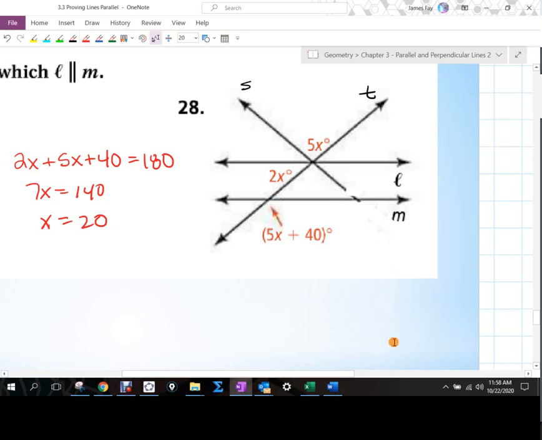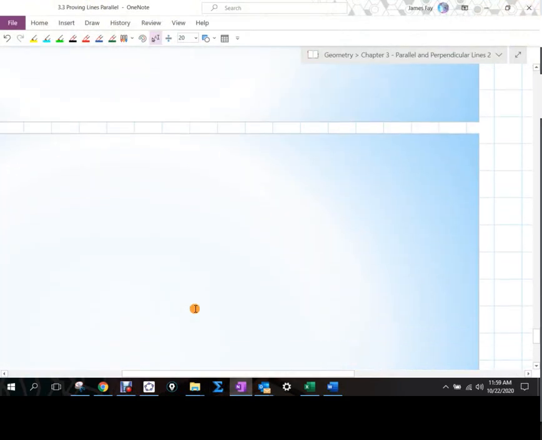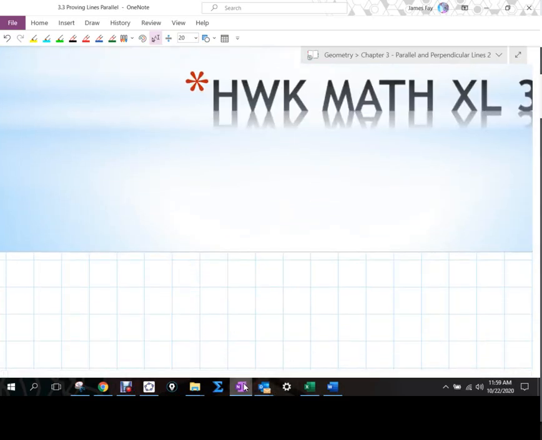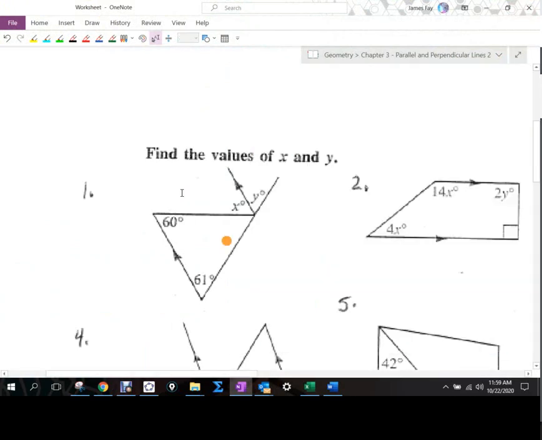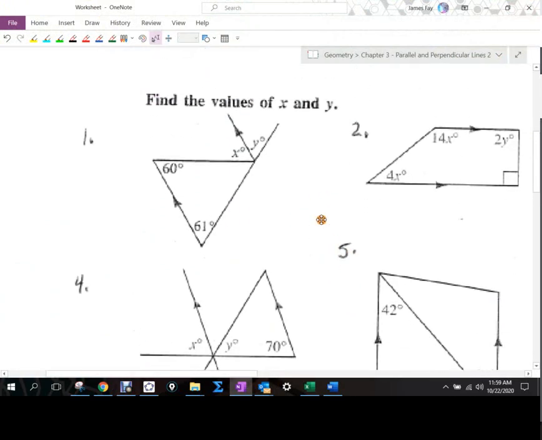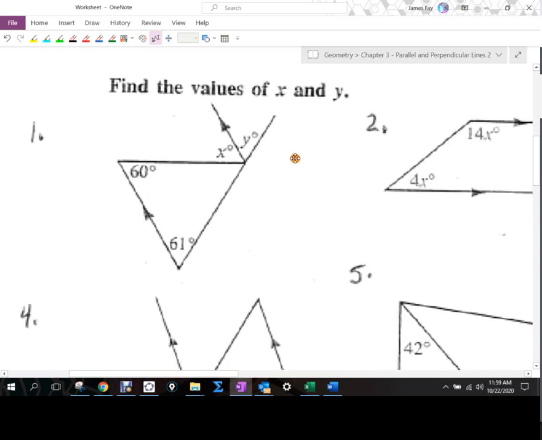Is that cool? All right, let's go to that handout I gave you, and we'll jump. Well, I'm not going to do every one of those with you, but we'll jump around a little bit. All right, so we'll start with question number 1 here. It says find the values of x and y.